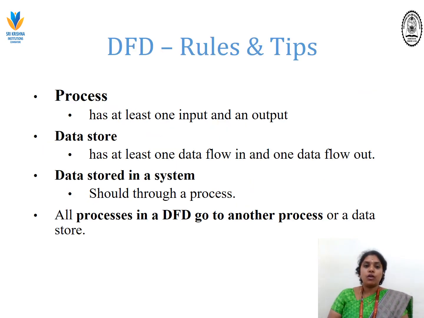Let us see some rules and tips to follow for this DFD. A process has at least one input and one output. Okay, so it must have one output and one input. Likewise, the data store has at least one data flow in and one data flow out. The data store in a system should connect through a process, not through an entity. And all the processes in a DFD go to another process or a data store. So these are some of the rules and tips we have to follow.